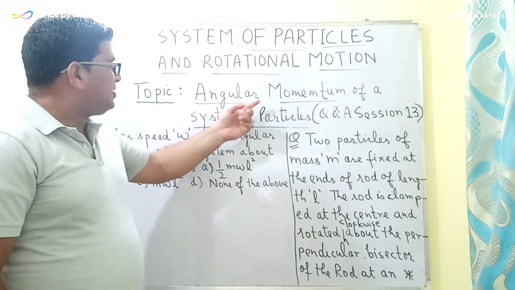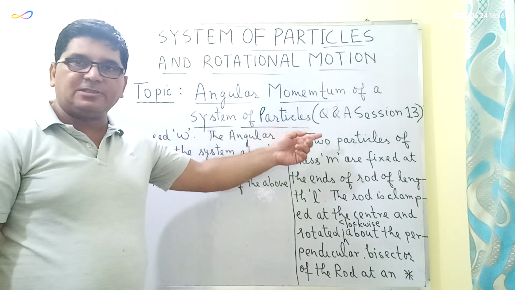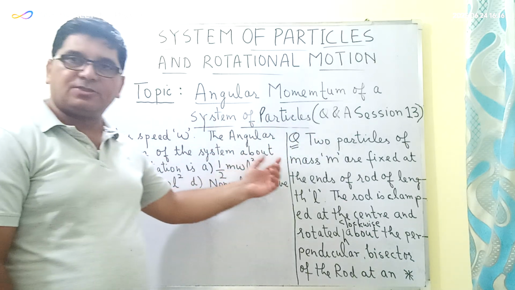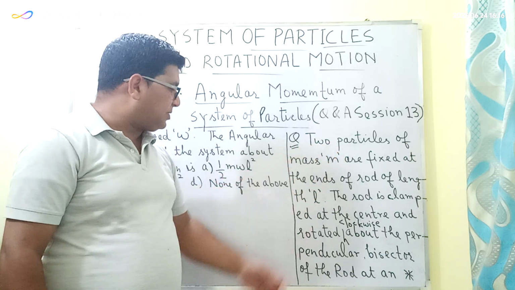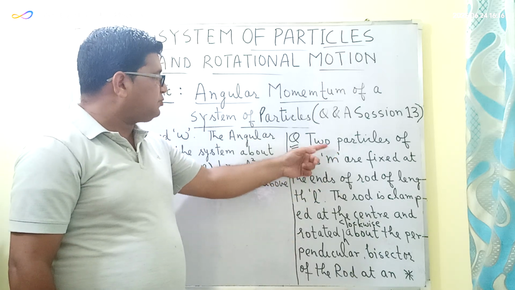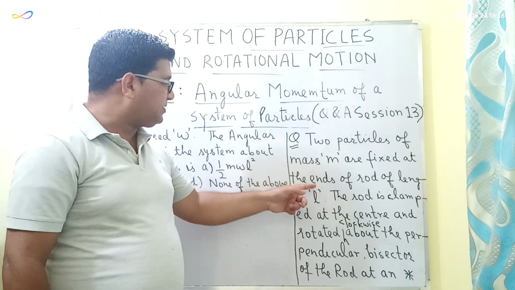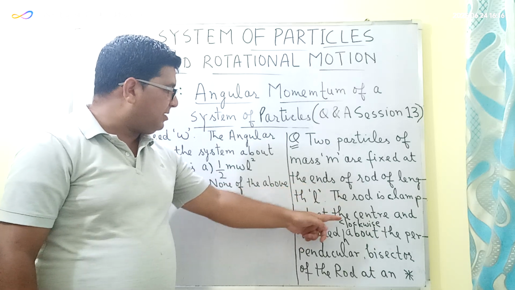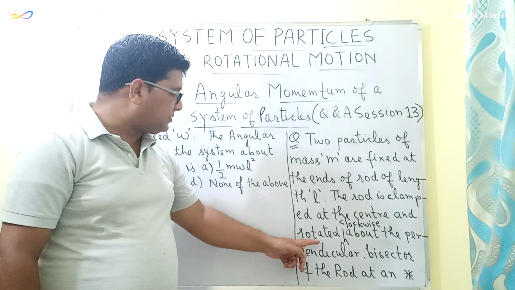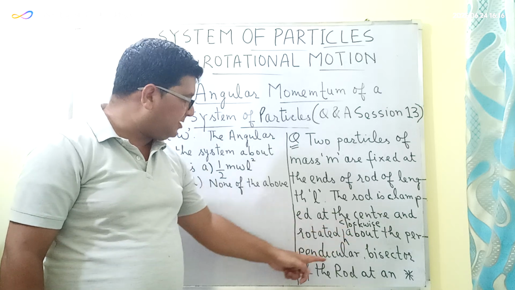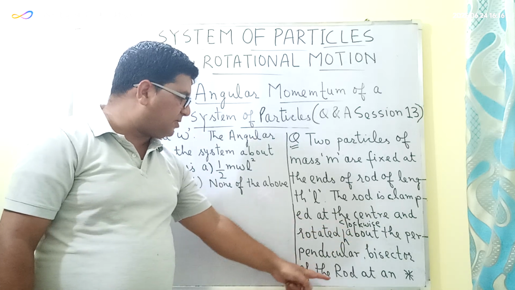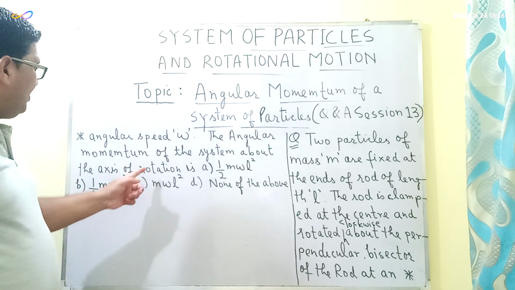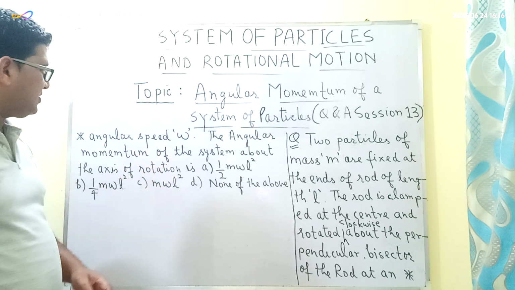The topic is the calculation of angular momentum of a system of particles. Based on this topic, I have one question for this session, which is written here on this board. The question is: two particles of mass m are fixed at the ends of a rod of length L. The rod is clamped at the center and it is rotated clockwise about the perpendicular bisector of the rod at an angular speed of omega. The angular momentum of the system about the axis of rotation is.